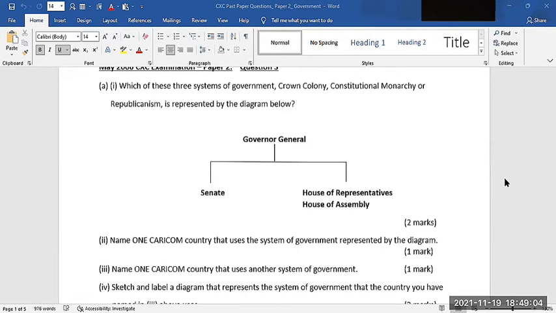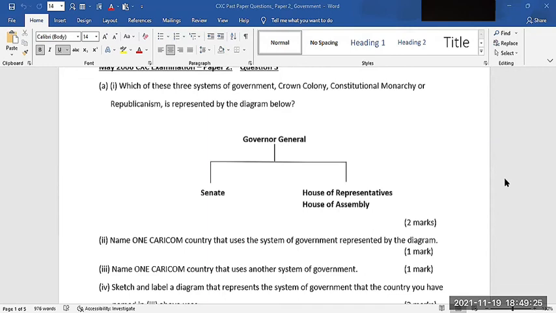What about Barbados? What about Bahamas, St. Lucia, and some of those? Antigua, miss. Antigua and Barbuda. Antigua, yes, Antigua and Barbuda, very good. All right, so once it has a prime minister, it is a constitutional monarchy. You got your 2 marks for the first one, you got your 1 mark for the next one.